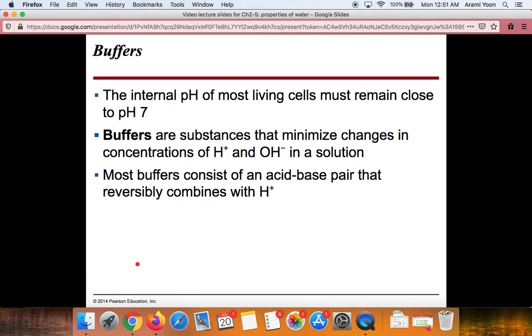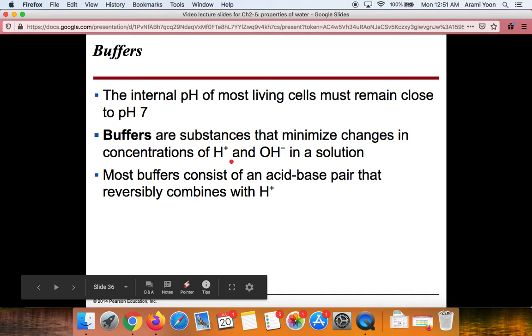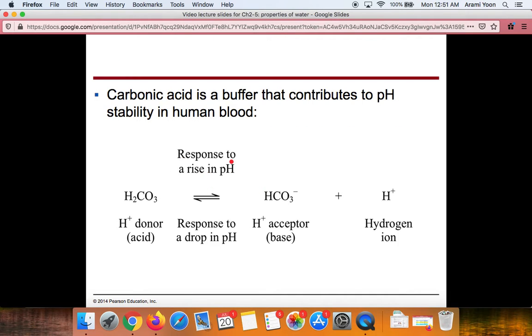So a buffer is going to have substances in there that can act as both acids and bases. And an example of that is carbonic acid. So here you have basically hydrogen bicarbonate, H2CO3.